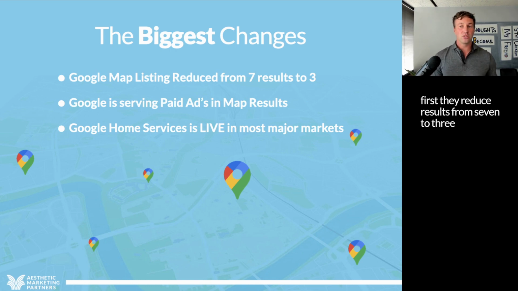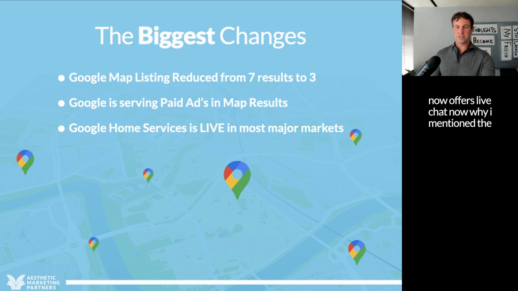So, the biggest changes in Google Maps. First, they reduced the results from 7 to 3. Sometimes you see 4. I don't know why that is, I guess it depends on how much competition you have and what size city, but it's between 3 and 4. Google is now serving paid ads in map results. They've been doing that for a little while, but if you weren't aware of that, it can be worth investing in. Google Business Profile now offers live chat.